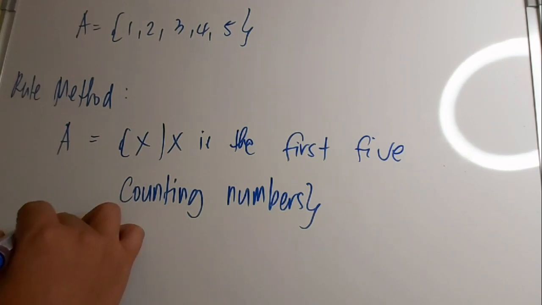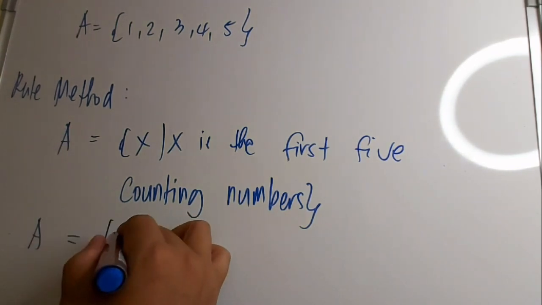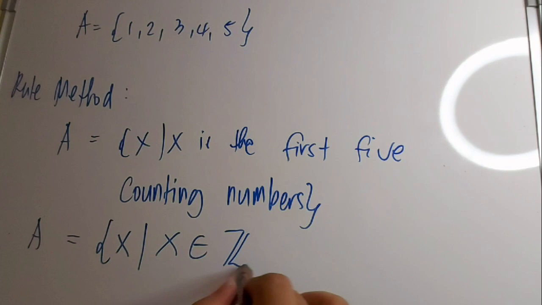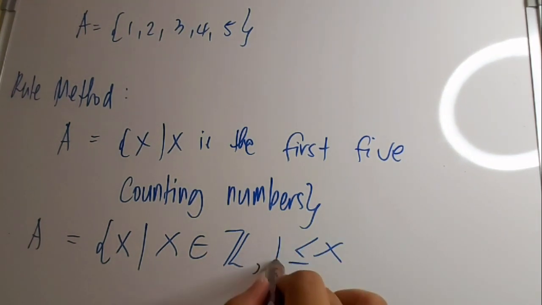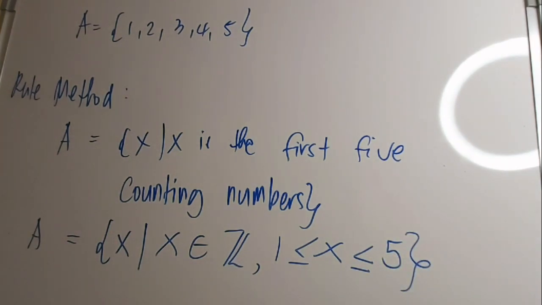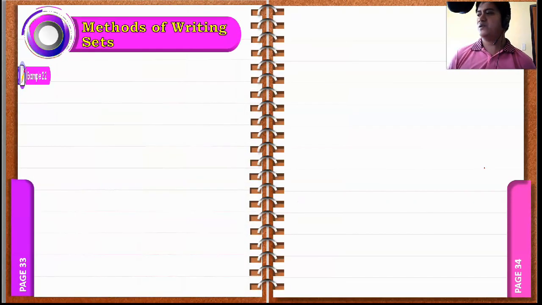Another one, we can also write A equals the set of all x such that x is an element of the integers and x is greater than or equal to 1 but less than or equal to 5. This is another way of writing the rule method using this example. In other words, in writing the descriptive phrase, it's up to you how to describe the members of the set, but don't forget that it should be well defined. So that's it. Let's have some other examples.